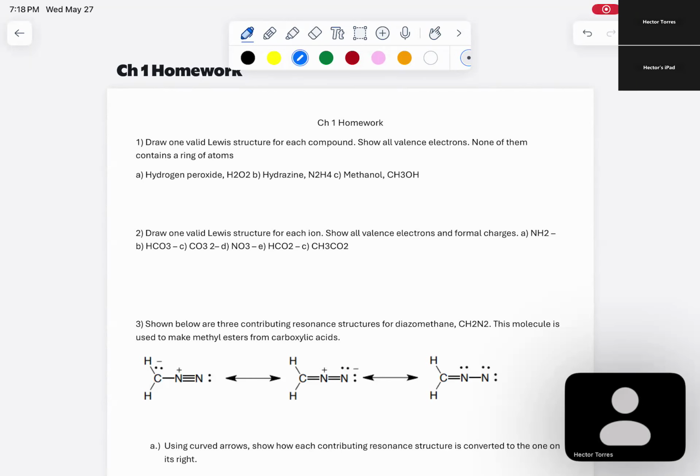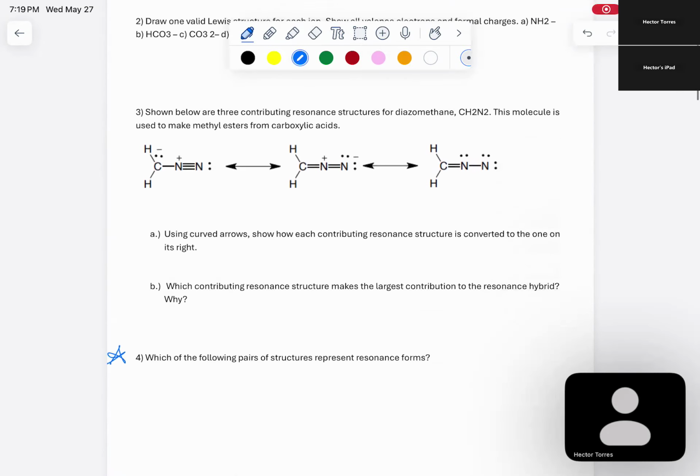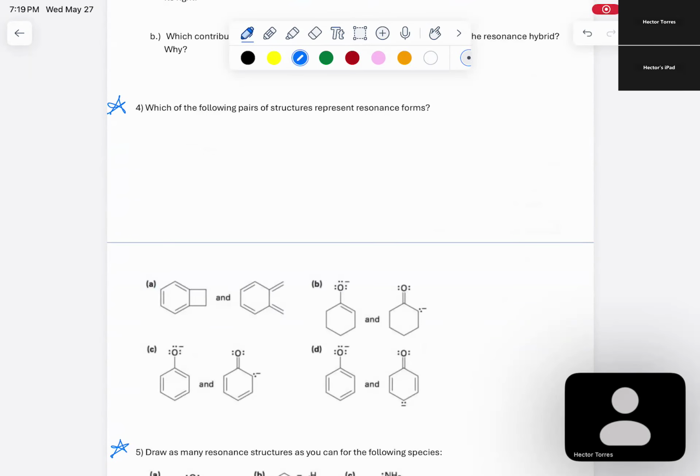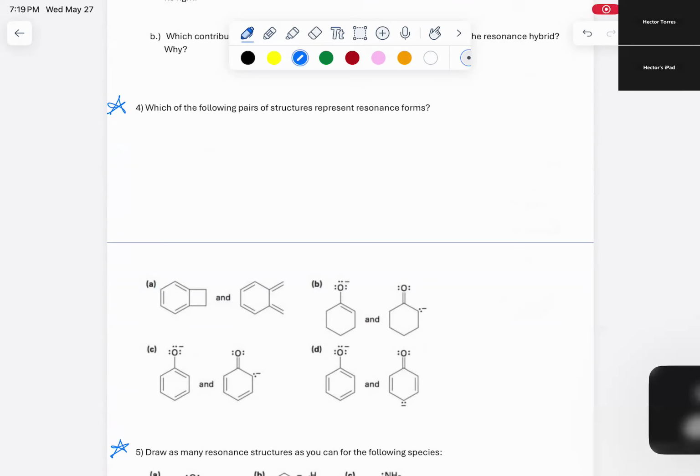Okay, good morning, students. So, as promised in class, I will be going over some of the problems on homework. I won't be going over all of them. I chose some that I think would be most helpful for you guys for me to go over. So, the first one I thought of was which of the following pairs of structures represent resonance forms?